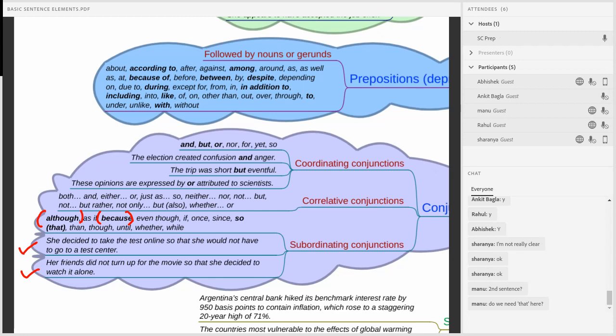Now, the point I'm trying to make is the second one probably sounds really bad, right? Her friends did not turn up for the movie so that she decided to watch it alone. It's okay. This usage of so that means with the consequence that. Now, remember, this second sentence, not super important to remember. If you want, you can take a look at it later. Such usage has been seen in actual GMAT questions. So it's not like we're just studying something for the heck of it. No, we're studying it because it's been seen in real GMAT questions. But it comes up very, very rarely.